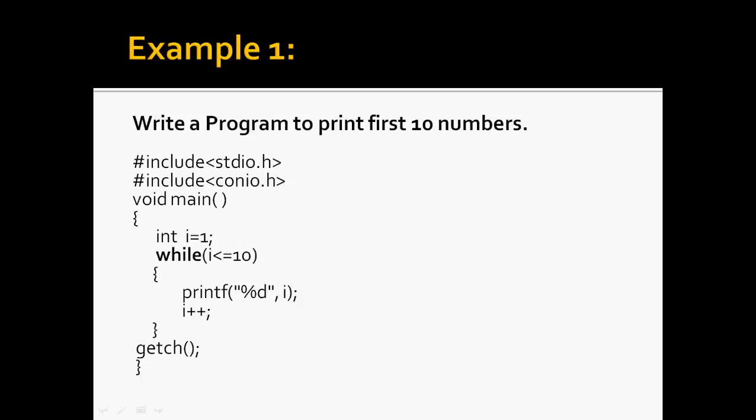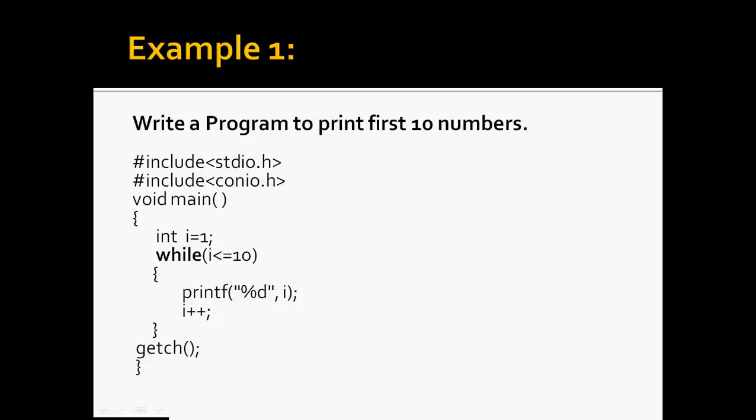Then let us discuss the first program based on while loop. So here you can check it out. We have declared a variable I of type integer, and the initial value of I is 1, right?